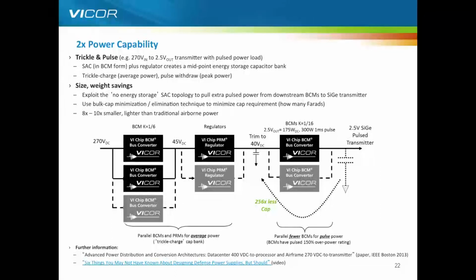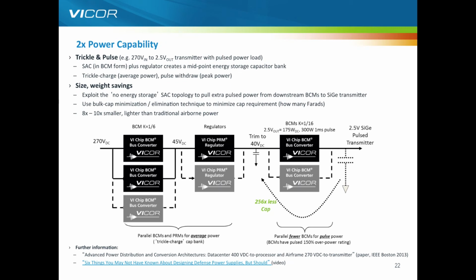Putting a few of those things together and looking at the 2x overpower capability, this is a powertrain. We'll be going into more detail in the airborne applications for commercial and military aircraft. This is going from 270 volts DC down to a transmitter. In this case, we're choosing a 2.5 volt silicon germanium transmitter for a radar application, noting that this is a pulsed power application. In this overall system, we are bus converting and then regulating to charge a large cap bank, and then we are taking the energy in that cap bank in pulses to the transmitter.